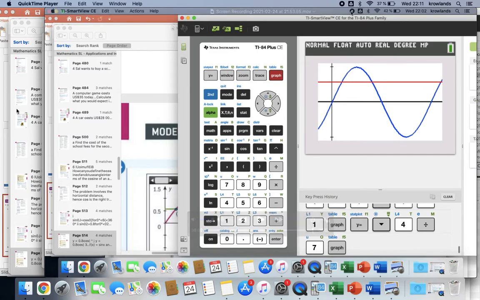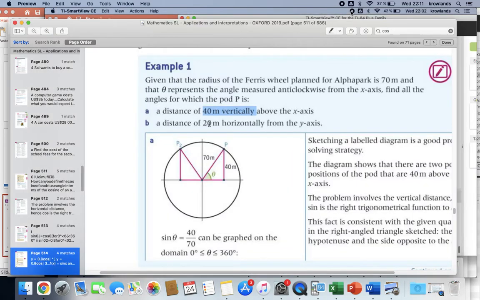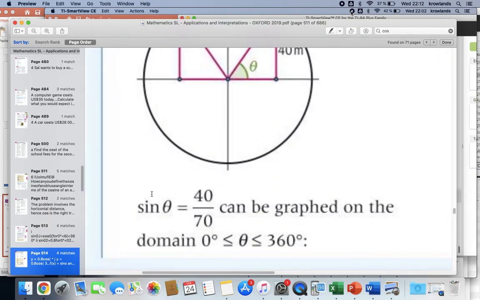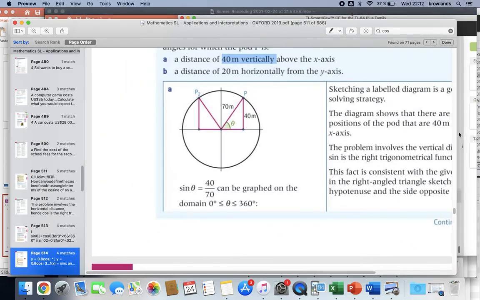So the question itself we're actually doing is saying that it needs to be 40 metres vertically above the x-axis. So if we were to form an equation, we're going to get sine of the unknown angle is 40 metres, which is the opposite, divided by the hypotenuse, which is 70. So if we look at this function, we're going to say sine of x is equal to y. This is the y-axis, 40/70, or 4/7.